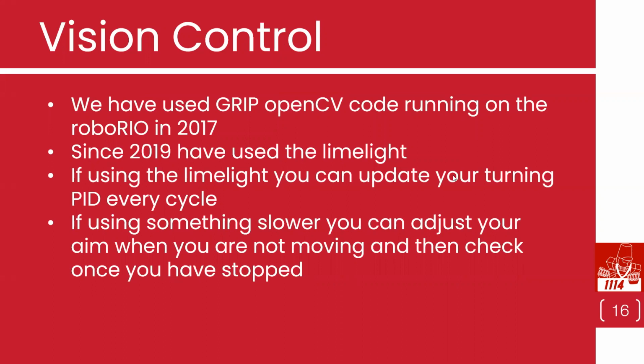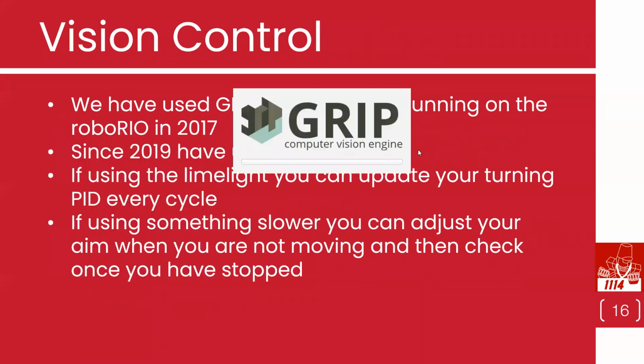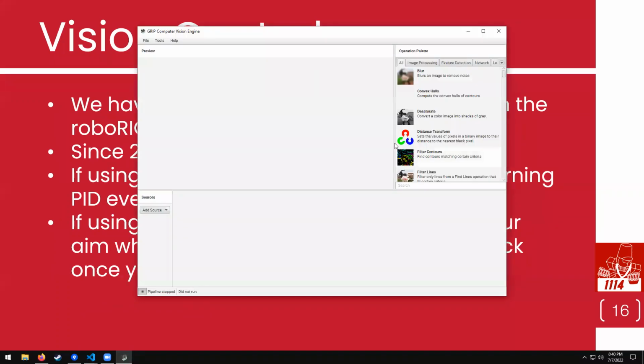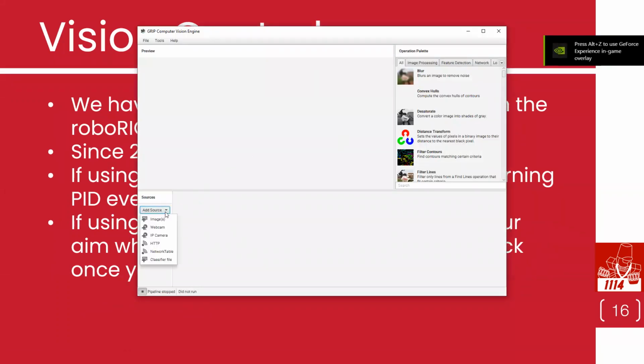For vision control, in the past, we used a thing called GRIP, which is a graphical tool. Completely free. You can just get it from the WPILib website. Basically what you do is you add in a picture.